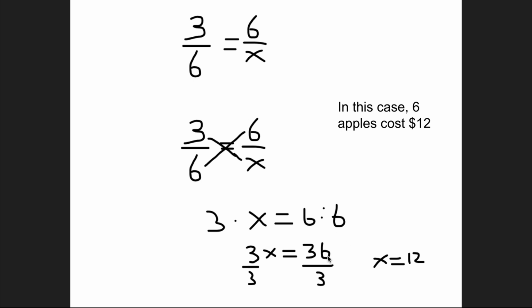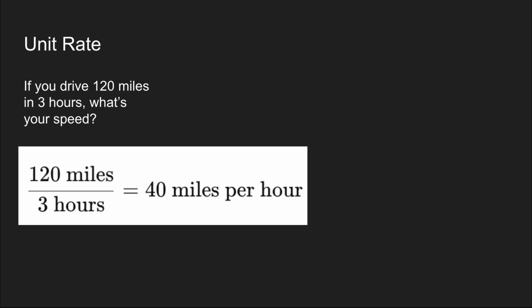But we need to find x, not 3x. So we're going to divide by 3 and we're going to get x. We're going to get x equals 12. So in this case, 6 apples cost $12.